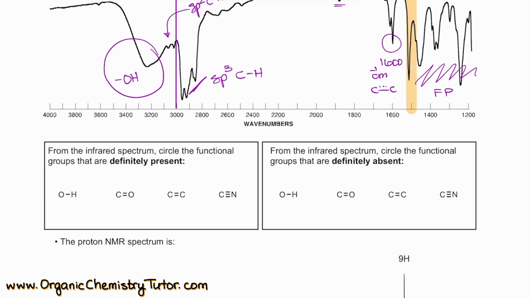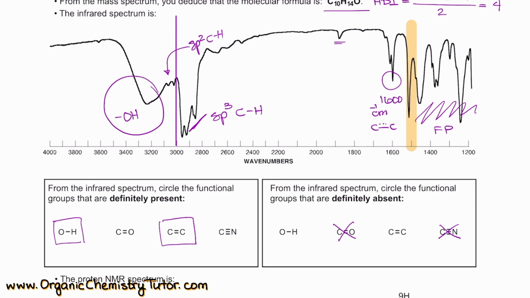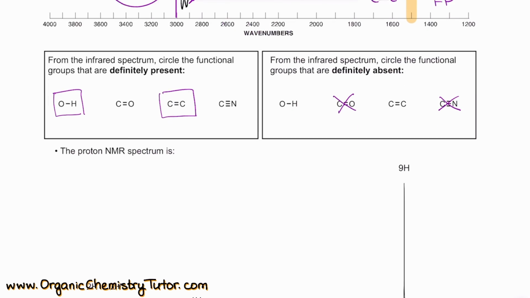So looking at our box where we want to identify the groups that are definitely present and definitely not present here, it does look like we have an OH and we have an aromatic double bond, so I'm going to show that. And the groups that we definitely do not have: doesn't look like we have a carbonyl because our double bond is a little bit too low to be a carbonyl, it's not 1700, and it also doesn't look like we have a nitrile because we don't see anything at 2300 region, so that region right over here is completely empty.